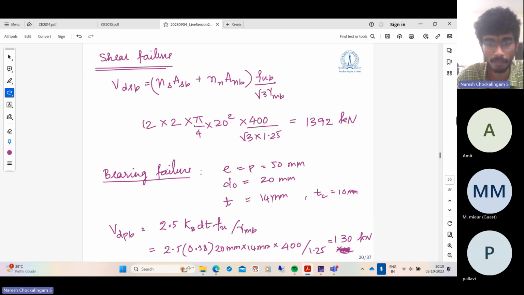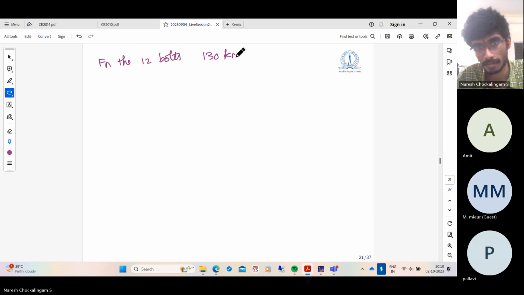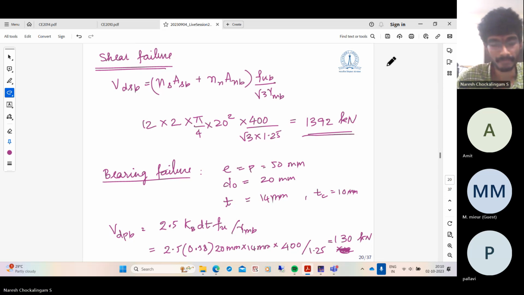So this is VDPB per bolt. So for 12 such bolts, it is about 1560 kilonewtons. So obviously, in this case, the strength of the connection will be governed by shear.